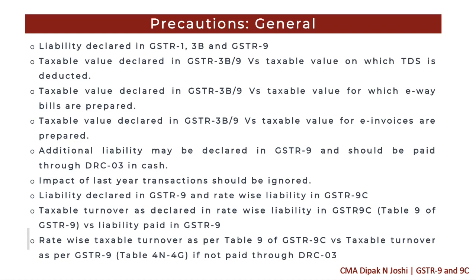As I mentioned earlier, GSTR 9 allows you to declare additional liability which is missed in GSTR 1 and GSTR 3B. And if such liability was not paid in GSTR 3B earlier, in that case, you are required to pay that liability through Form DRC 03 only in cash, not through the electronic credit ledger. It will be paid only through the electronic cash ledger. Then the impact of last year's transactions should be ignored.